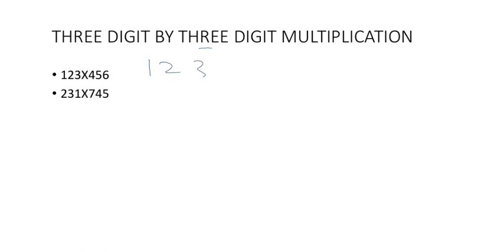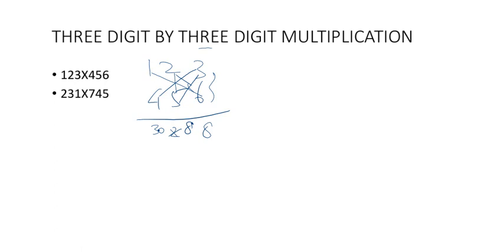1 2 3, 4 5 6. So this multiplication 18, remainder 1. This multiplication 12 plus 15. So 12 plus 15 is 27, plus 1 is 28. So 8 remainder 2. And this multiplication 6 plus 12 plus 10. 6 plus 12 is 18, plus 10 is 28. 28 plus 2, it is 30.